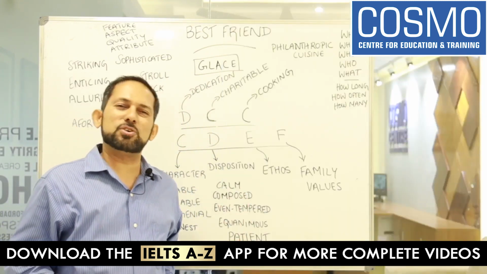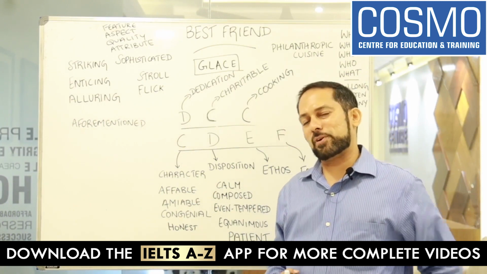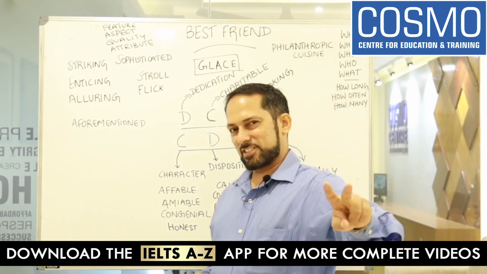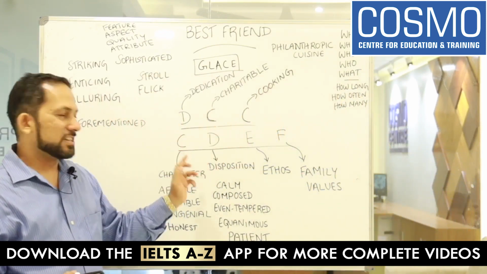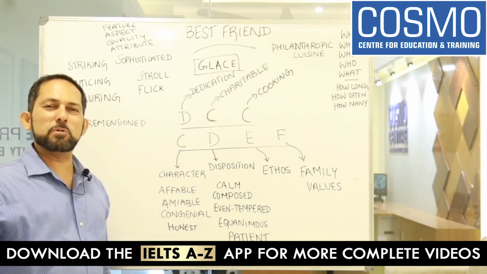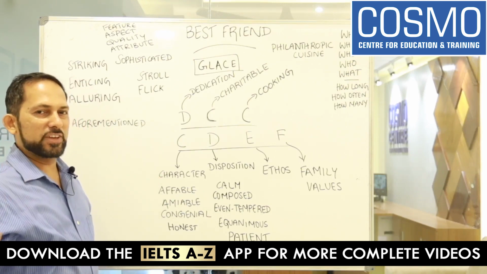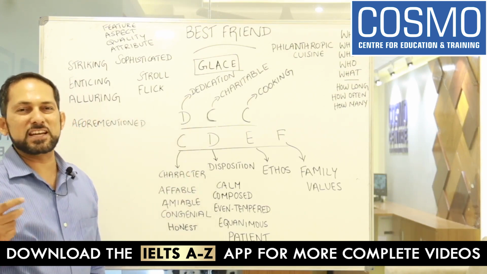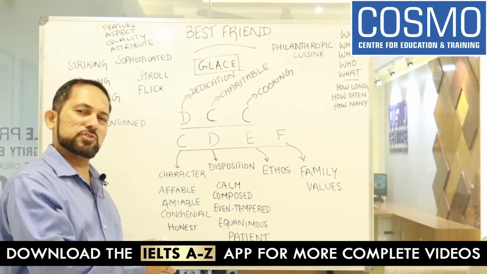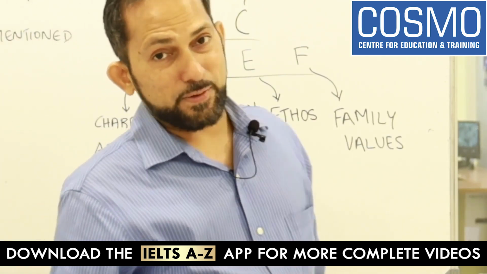And the second part, you're going to use GLAZE plus activities you used to do together. GLAZE plus activities. And why you like your friend? D, C, C, C, D, E, F. When you come to the third part, you could say she is not only a beautiful person to look at, she's also a very beautiful person within. One of the striking aspects would be her dedication, her charitable nature, her cooking skills, her character, her disposition, her ethos and family values. That's D, C, C, C, D, E, F.